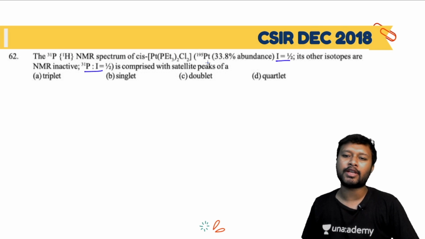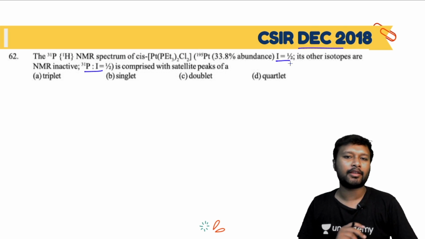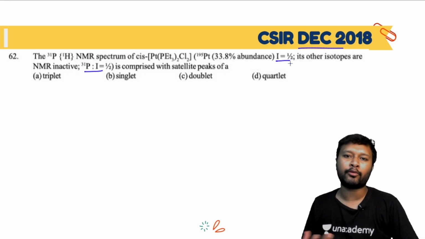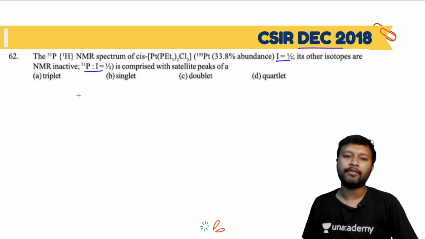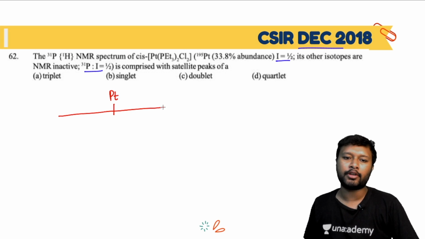Now when this question was asked in CSIR December 2018, there were a lot of doubts and different opinions regarding this question, but I'll tell you in the best possible way how you can approach this. First of all, you have to see that the platinum over here is given in 2 types. There are 2 types of platinum given to you.